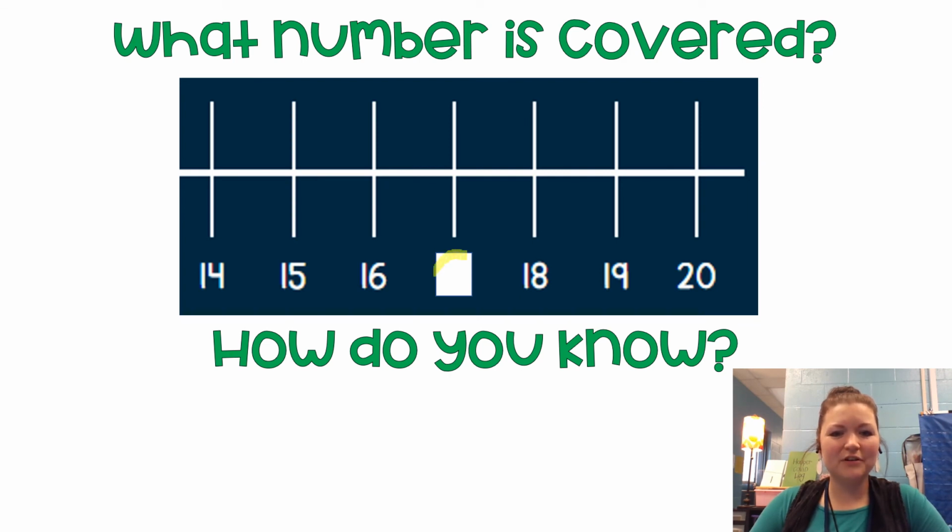What number is covered? Look right here. See if you can figure it out. What number is missing? How do you know that that's the number missing? So the number missing was 17. And I know that because 14, 15, 16, 17, 18. So I know that it's missing because I counted. Did you get it right? Great.